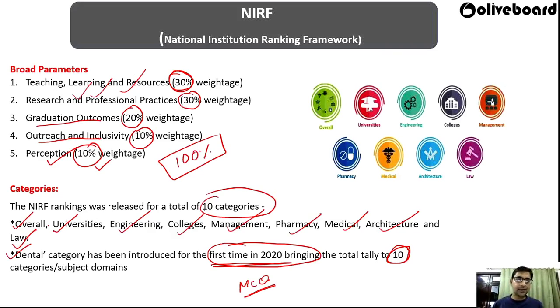That is overall ranking, university ranking, engineering college ranking, colleges ranking, management ranking, pharmacy ranking, medical ranking, architecture ranking and law ranking. The dental category, that is the 10th category, has been added in the year 2020, bringing the total tally to 10 categories.